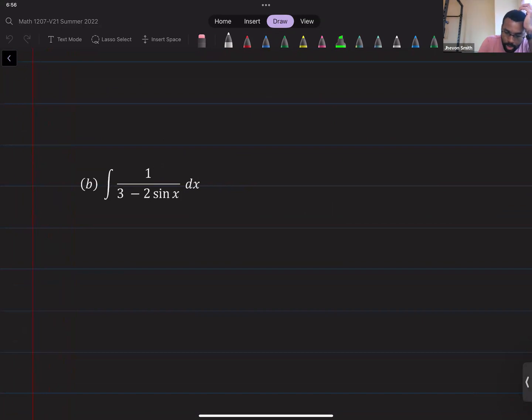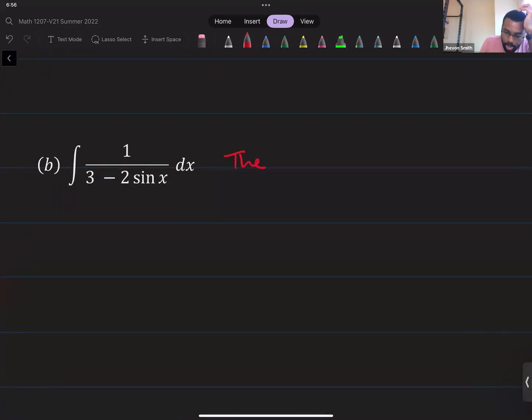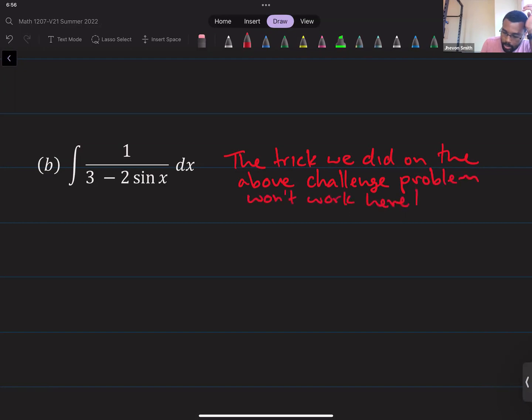So it's worth noting here, the trick we did on the above challenge problem won't work. However, we do have something now called the Weierstrass substitution. You see something like this, it's a rational trig function. Forget trying to apply any trig identities or cleverly multiplying and dividing by something to get a trig identity to happen, like we did before. It's not going to work here. This one is a little bit more complicated than that.